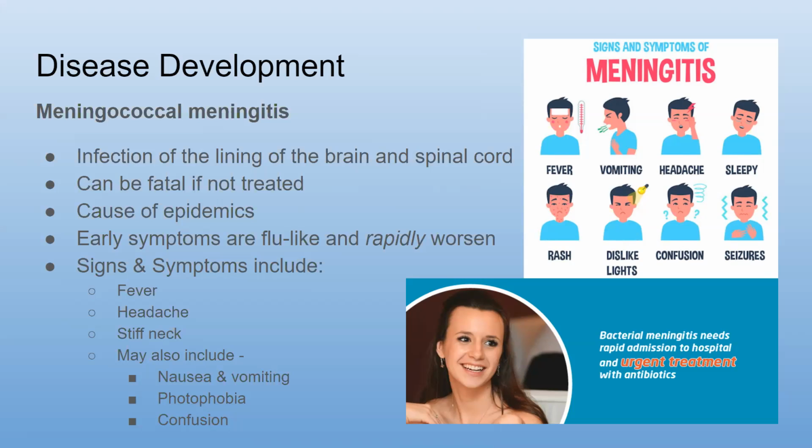Neisseria meningitidis is responsible for epidemics of meningitis, where other causes of meningitis just cause single cases. Neisseria meningitidis can be contagious. The early symptoms are flu-like and rapidly worsen. The hallmark symptoms are fever, headache, and stiff neck, but they can also include nausea and vomiting, photophobia, which is sensitivity to light, and an altered mental state or confusion.